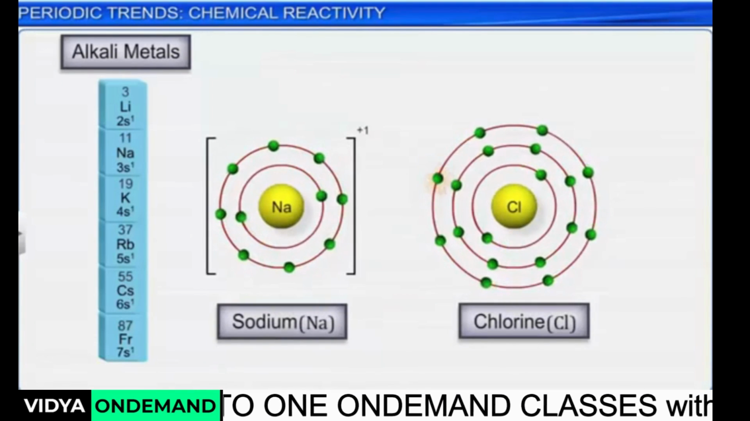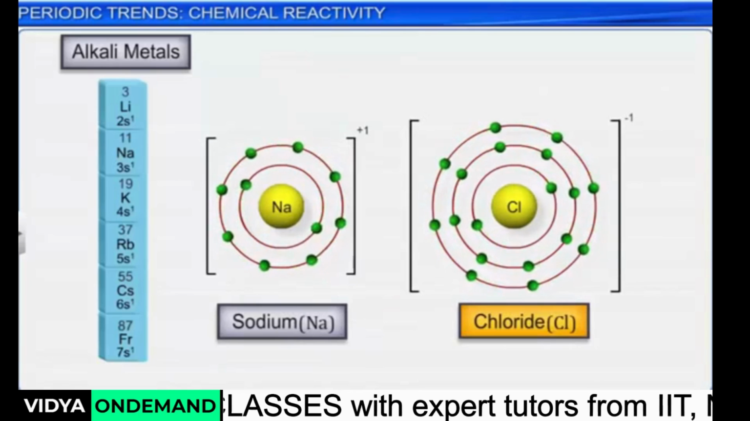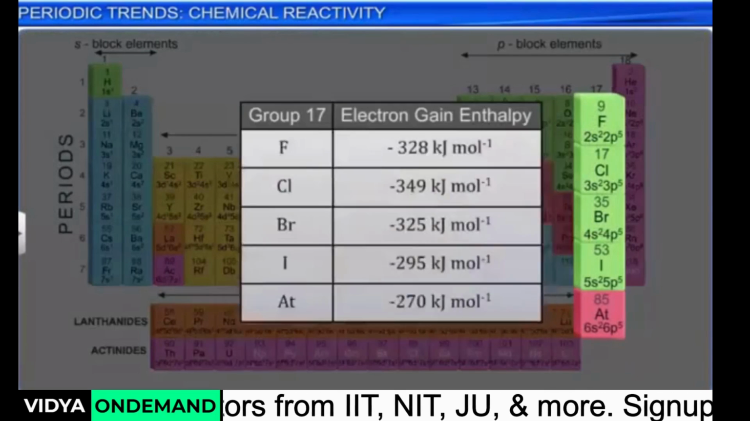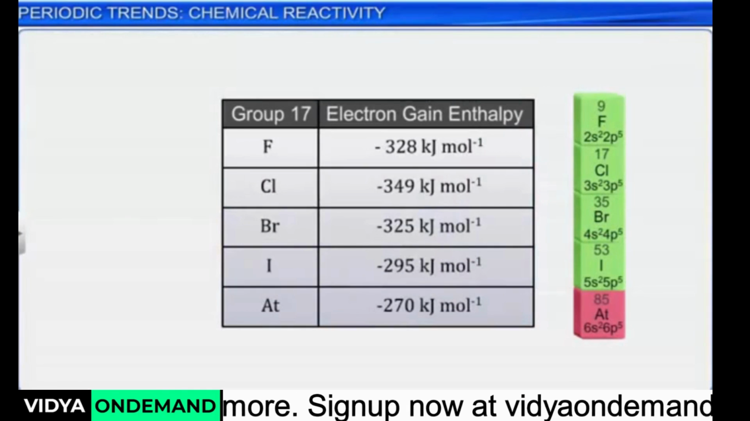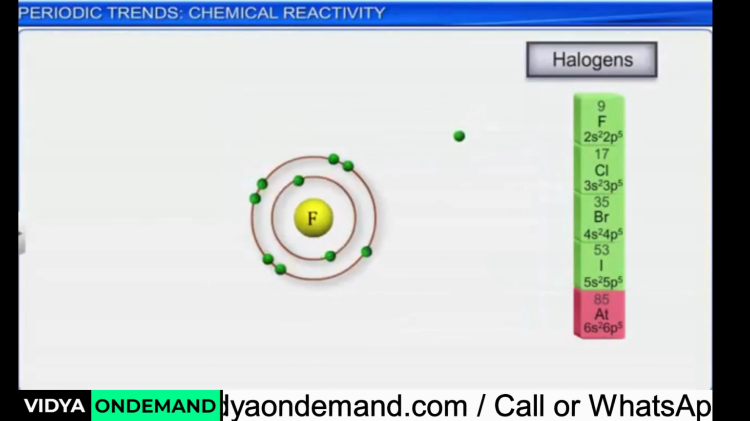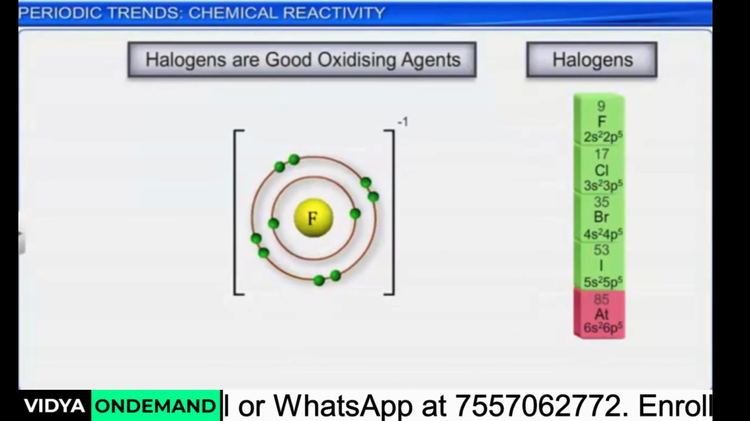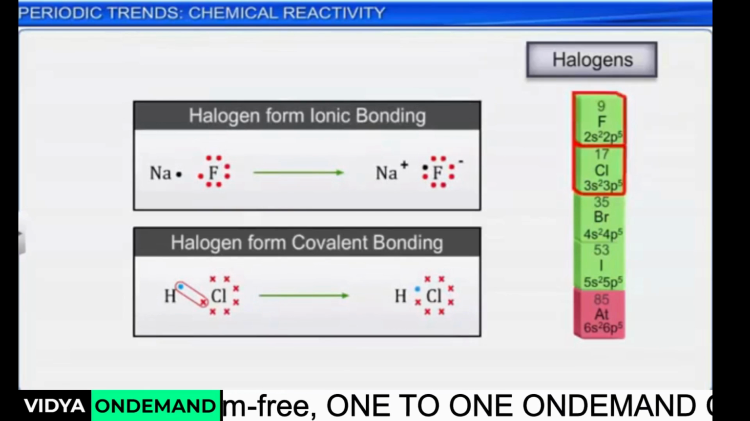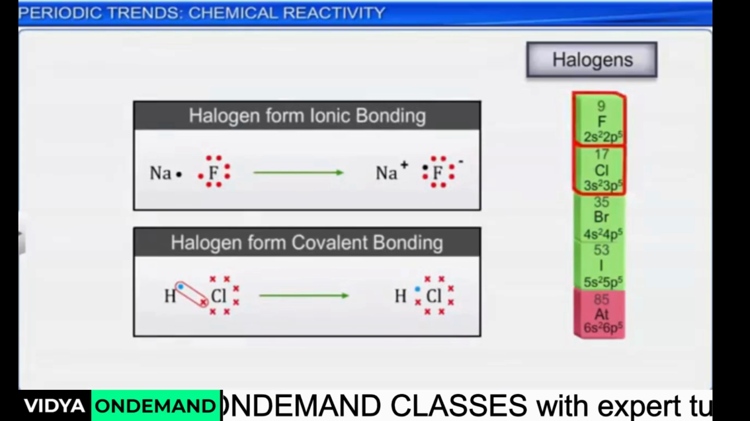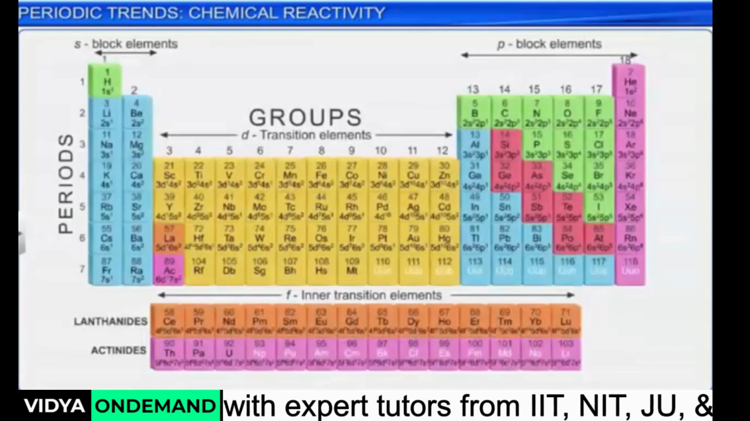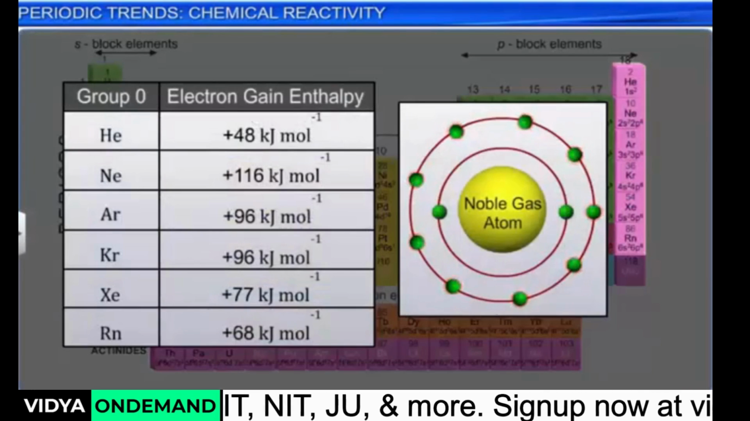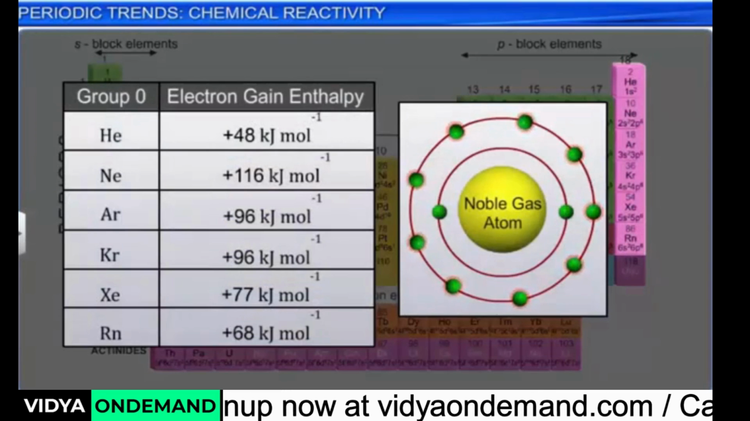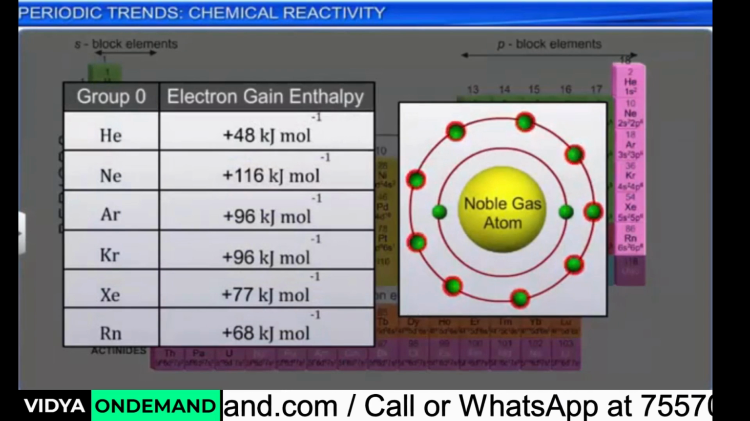The most negative electron gain enthalpy being attributed to halogens indicates that halogens behave as good oxidizing agents and exhibit high chemical reactivity. This is in contrast to the noble gases that have completely filled outer electronic shells and thus exhibit a positive electron gain enthalpy and the least reactivity.